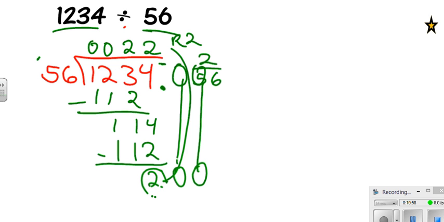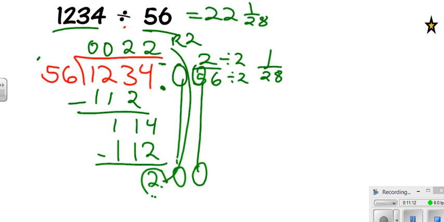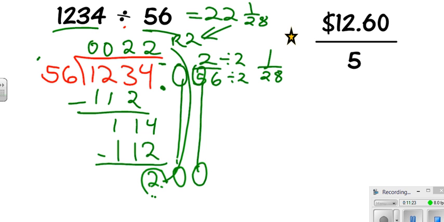2 over 56, we're going to reduce it. Divide by 2, divide by 2, that's going to give us 1 over, what is that, 28? So we're going to say this equals 22 and 1/28. The book might even be nice enough to say, oh, just make it a remainder 2 just for this first week. But I say that's way too easy. You guys are smarter than that. All right, there you go. There's your star problem. That's your sample problem.